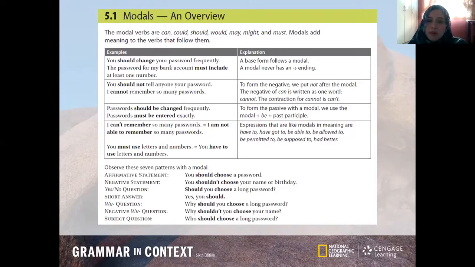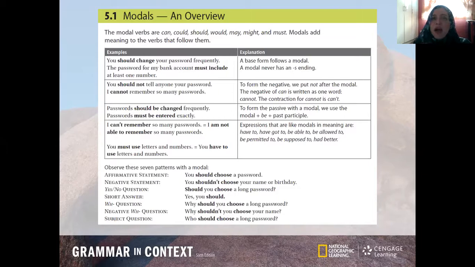Expressions that are like modals in meaning are have to, have got to, be able to, be allowed to, be permitted to, be supposed to, had better. Okay, so these are not really modal verbs, but they are like modal verbs in meaning, which means they have the same meaning as a modal verb. Okay, for example, the expression have to.